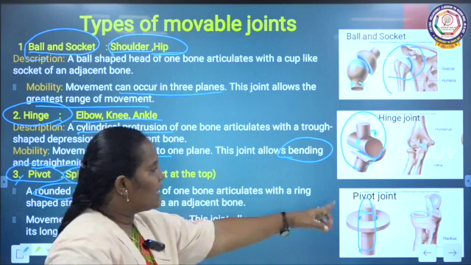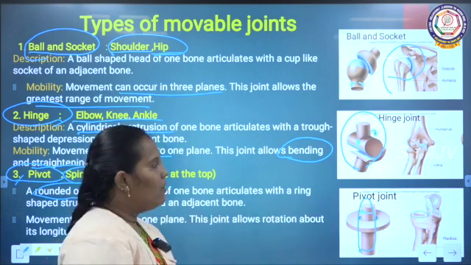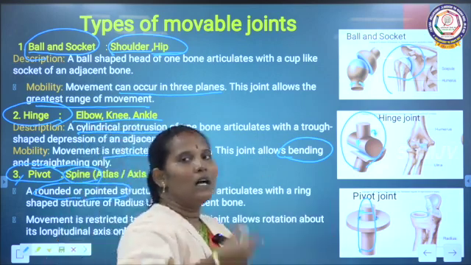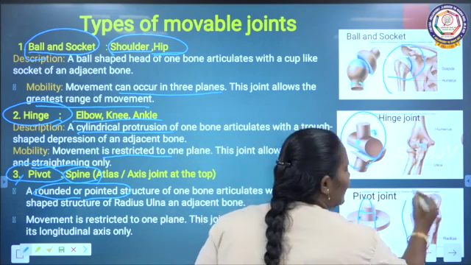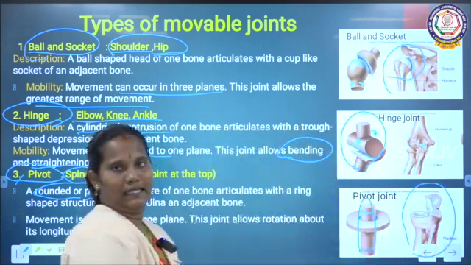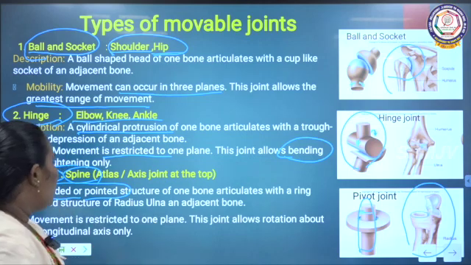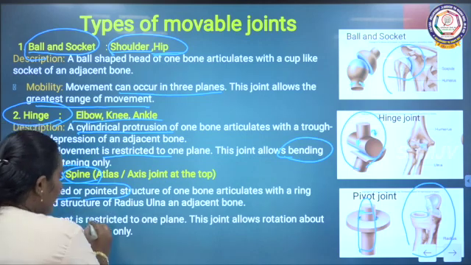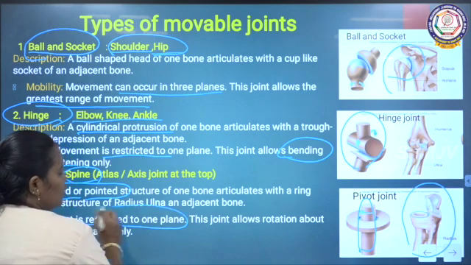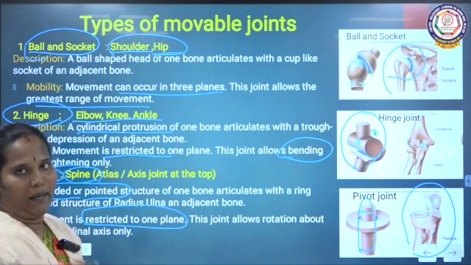Okay. So, it is the example for the pivot joint. What is the example for that? Our radius and ulna is the example for this. Clear? So, the spine is the example for the pivot joint. What is the special one here? This is also restricted. So, the movement happens in one plane.